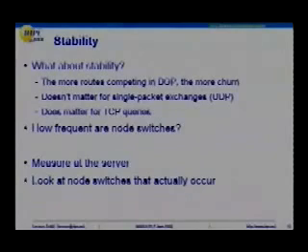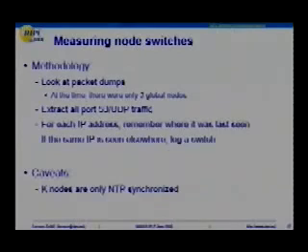So we try to evaluate the impact of this problem by measuring at the server nodes. We looked at the node switches that actually occurred. We basically take the packet dumps from all the global nodes. At the time, there were only 2 global nodes. Actually, we did them on 5 as well. We extracted all DNS traffic, and for each IP address, we remembered where it was last seen. And if it is then seen at another node, we log a switch. The K nodes are only NTP synchronized, which should be enough to catch most synchronization problems, but they're not microsecond synchronized.